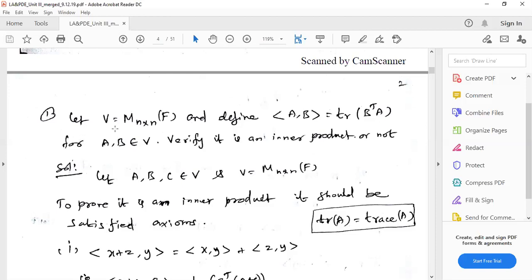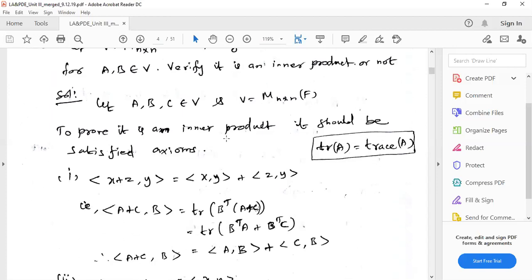Problem number 1. Let V be the set of n cross n matrices and define the inner product of A comma B as the trace of B transpose times A, for A, B belonging to V. Verify whether it is an inner product or not. To prove that the given inner product is valid, it should satisfy the conditions. First condition: inner product of x plus z comma y is equal to inner product of x comma y plus inner product of z comma y.